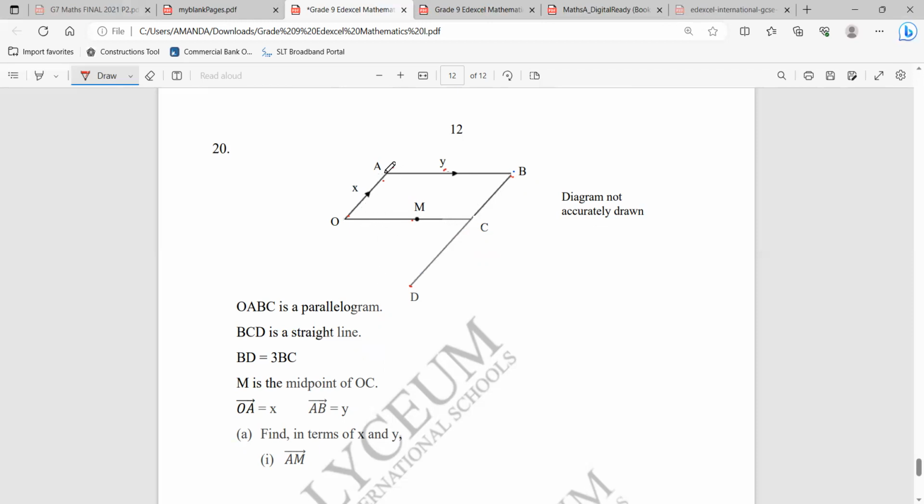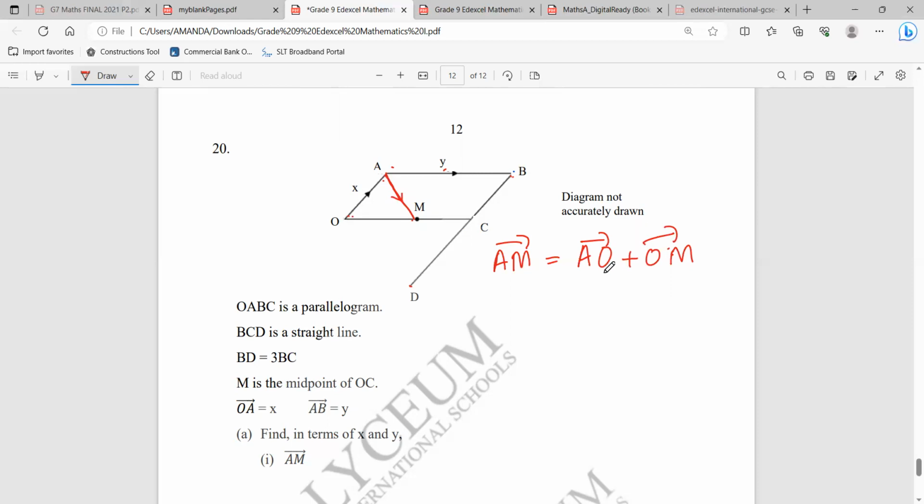So they are asking AM. These are vectors. So how do I find AM? AM equals AO plus OM. That's the theory. That's how we add vectors in a triangle.